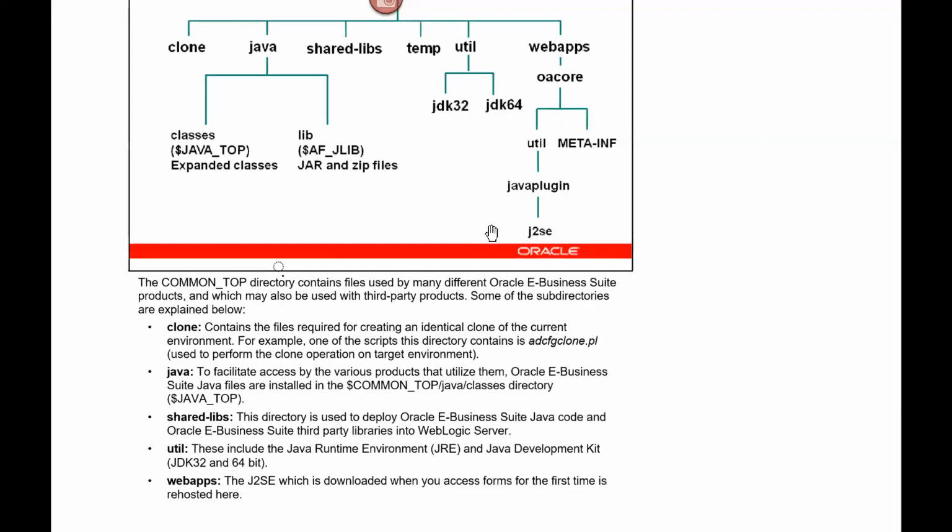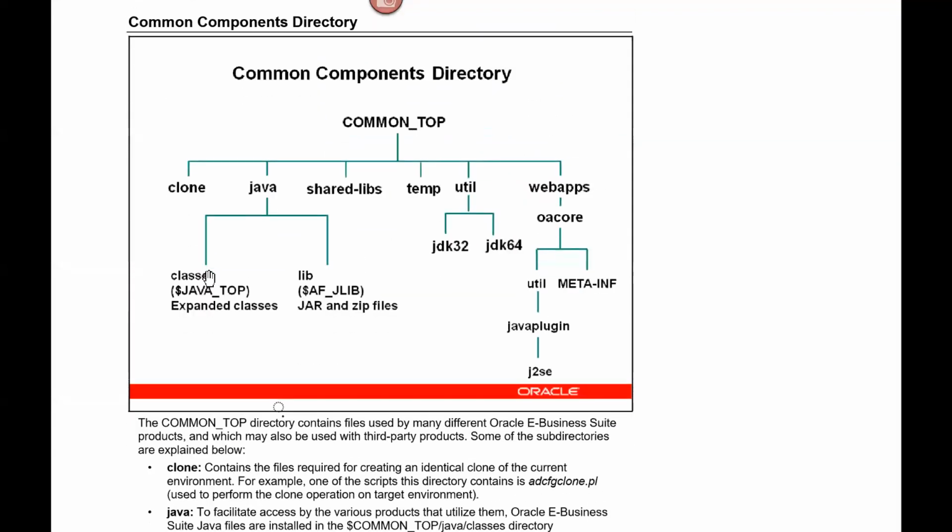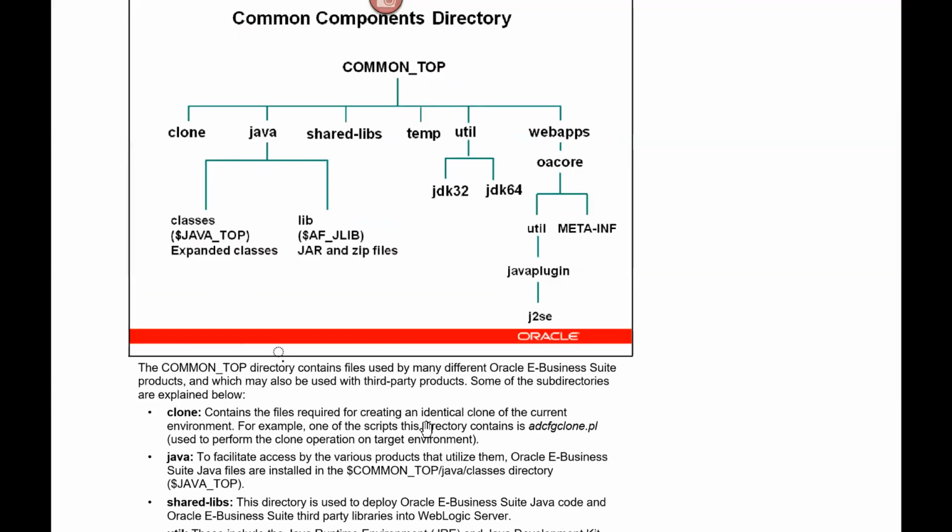So when you go to common top, one is the clone folder where you have the clone directories. Whenever you run the pre-clone, the clone folder will get updated. Normally, in the cloning process, first we run the pre-clone on the DB tier, then we run the pre-clone on the application tier. Whenever you run the pre-clone on the application tier, the clone folder will get updated. It contains the files required for creating an identical clone of the current environment.